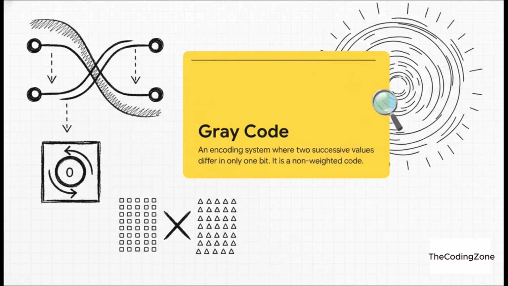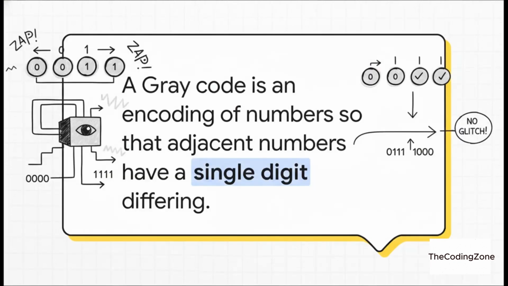Its superpower, its whole reason for being, is that between any two numbers right next to each other, only a single bit ever changes. Just one. Think about normal binary. Going from a 7, 0111, to an 8, 1000, makes all 4 bits flip at the same time. Gray code avoids that mess. This also means it's a non-weighted code. The positions don't stand for a power of 2, which is the key to making it so stable. Just like the slide says, the whole point is that adjacent numbers only differ by one single digit.